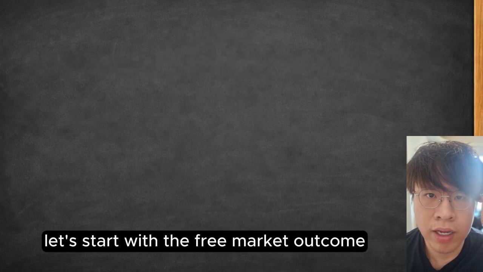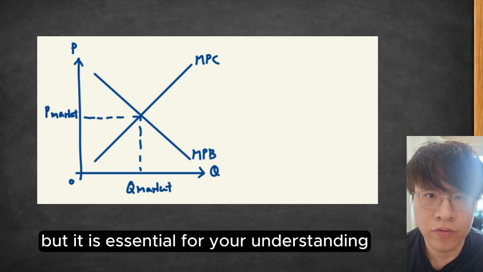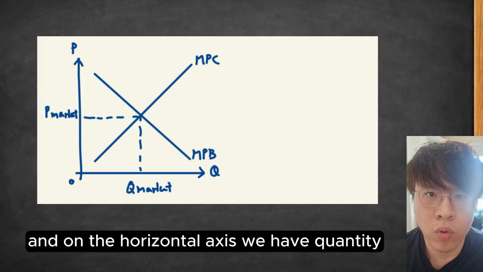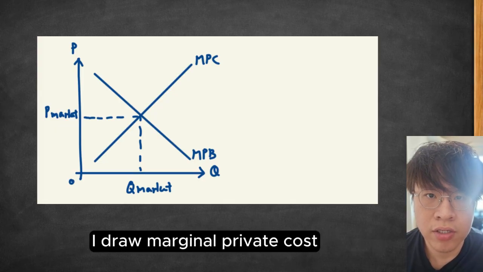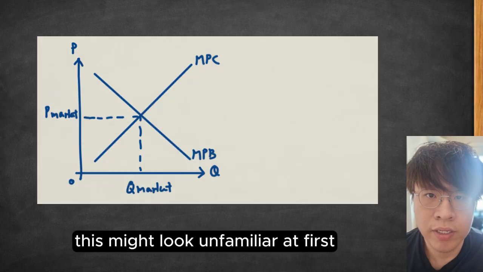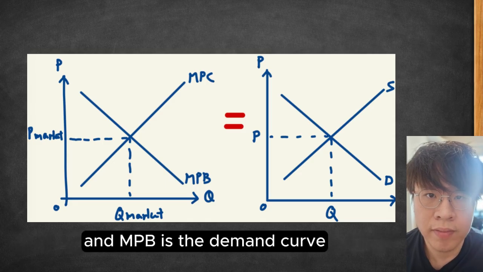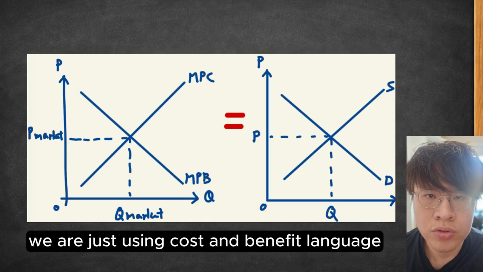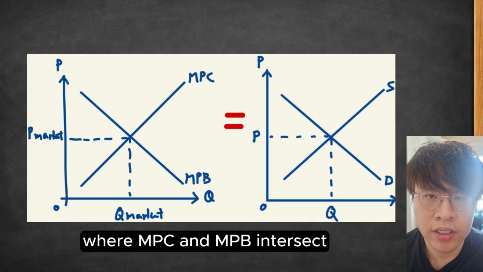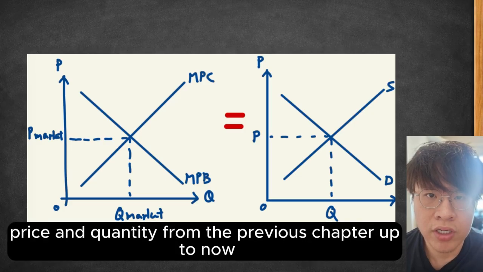Let's start with the free market outcome. This might not be tested, and you will never be required to draw it, but it is essential for your understanding. On the vertical axis, we have price, and on the horizontal axis, we have quantity. I draw marginal private cost, MPC, and marginal private benefit, MPB. This might look unfamiliar at first, but don't panic. MPC is simply the supply curve, and MPB is the demand curve you already know. We are just using cost and benefit language instead of supply and demand. Where MPC and MPB intersect, I label Q market and P market, the same price and quantity from the previous chapter.